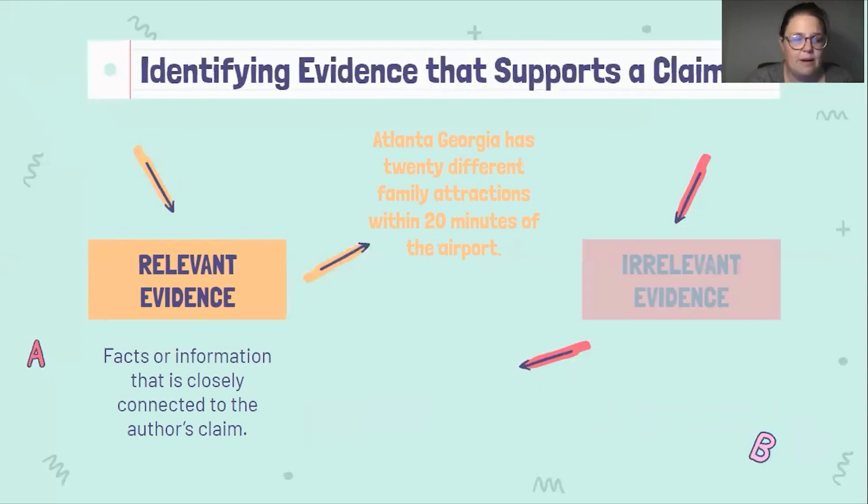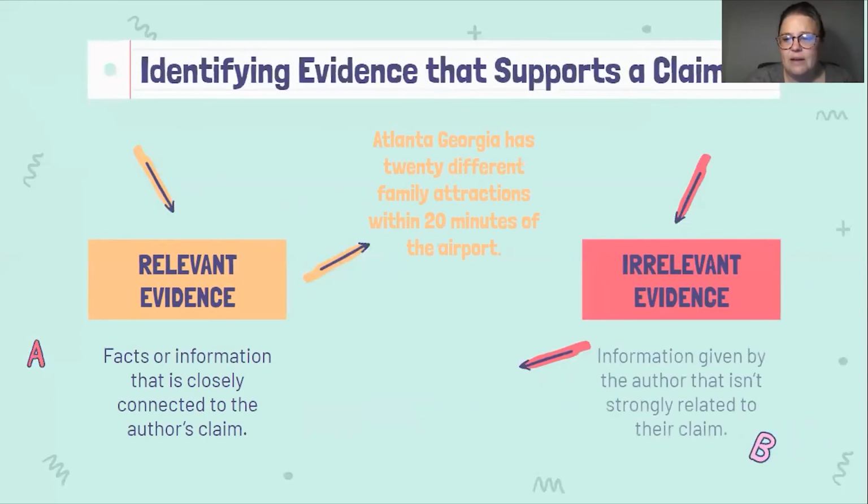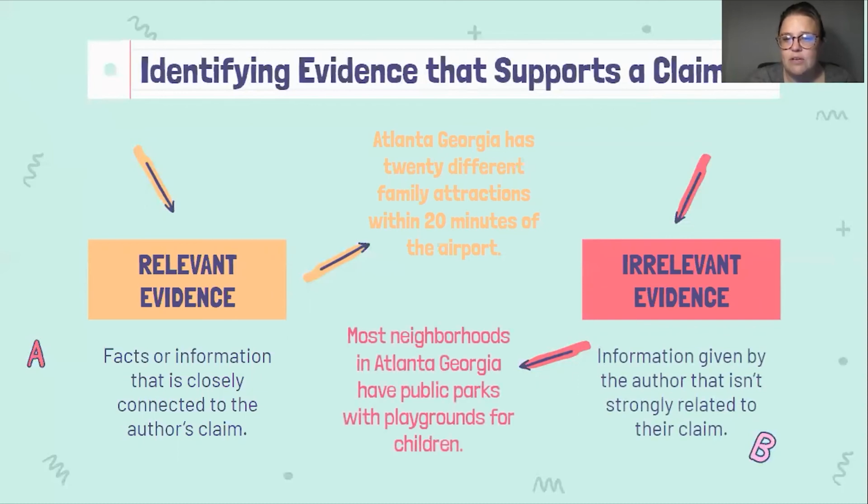An example of irrelevant evidence or information that's given by the author that isn't strongly related to their claim would be this. Most neighborhoods in Atlanta, Georgia have public parks with playgrounds for children. Most of us have our own parks at home. We wouldn't want to travel to a different state just to go to a regular park. So that's not going to be a good supporting reason for people to want to go on vacation in Georgia.